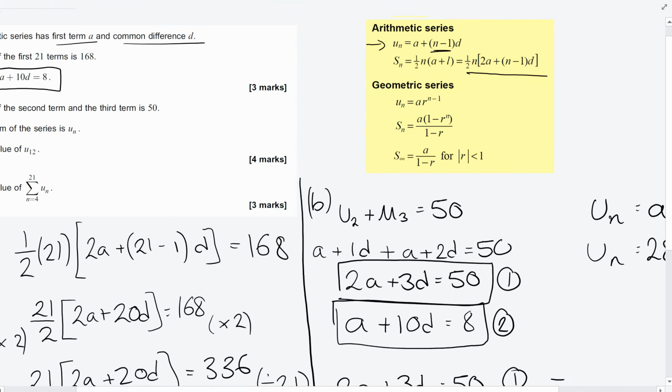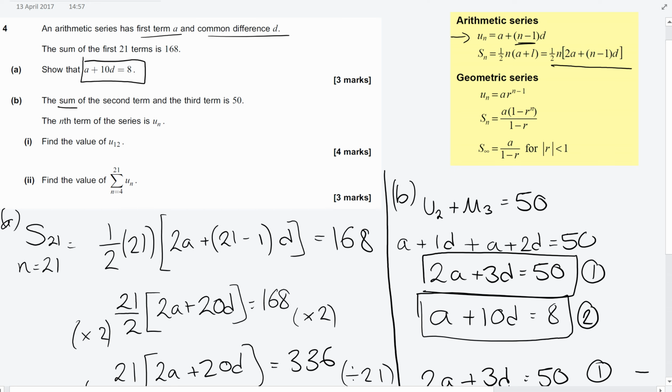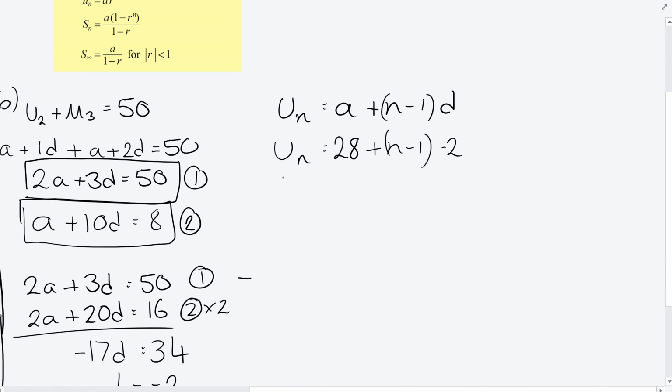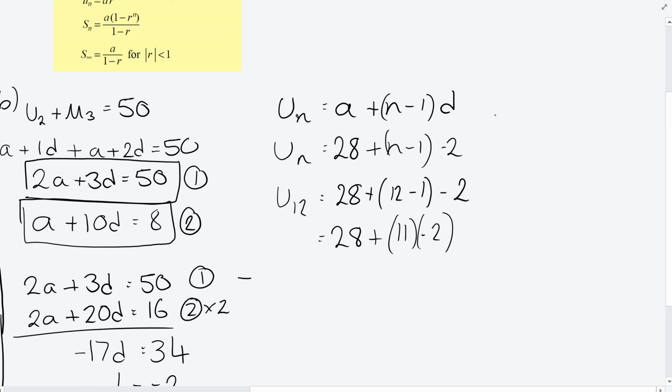Now going across to the question, so I'm jumping around a little bit here, but hopefully you can follow where I'm going with this. To find the value of U12, so U12 is where n here is 12. So U12 is equal to 28 plus 12 minus 1 times minus 2. So I've got 28 plus 11 lots of minus 2. So they're multiplied together. Remember, it's D times n minus 1. So U12 is 28 minus 22. So the 12th term in this sequence is equal to 6.